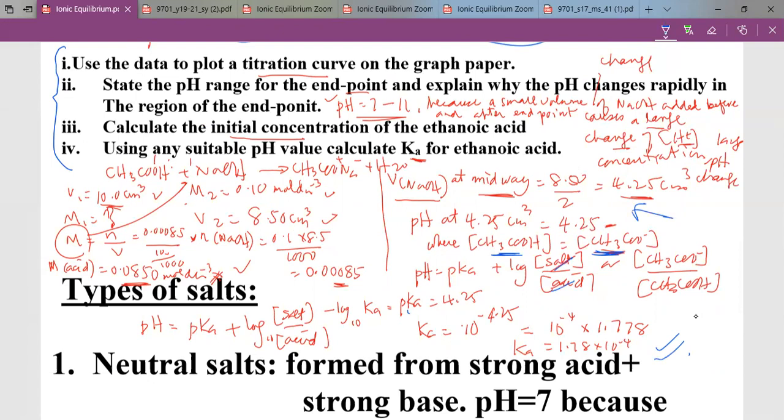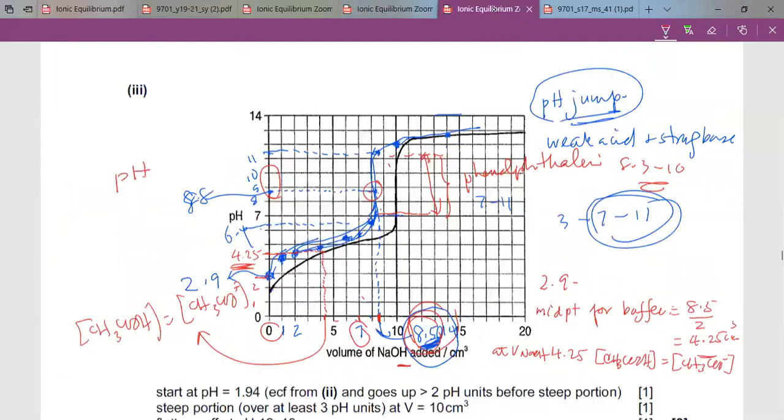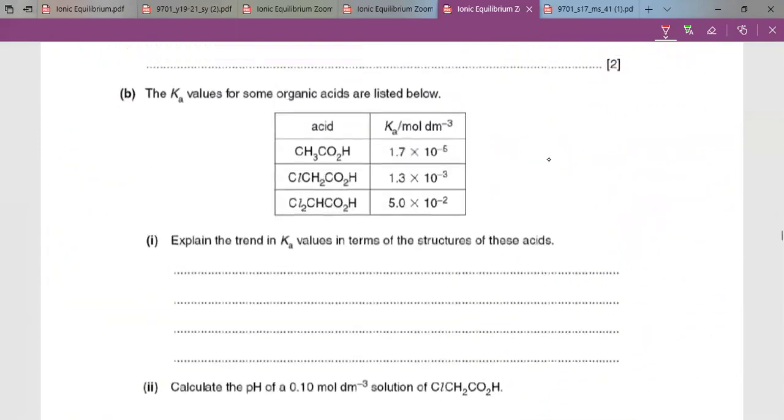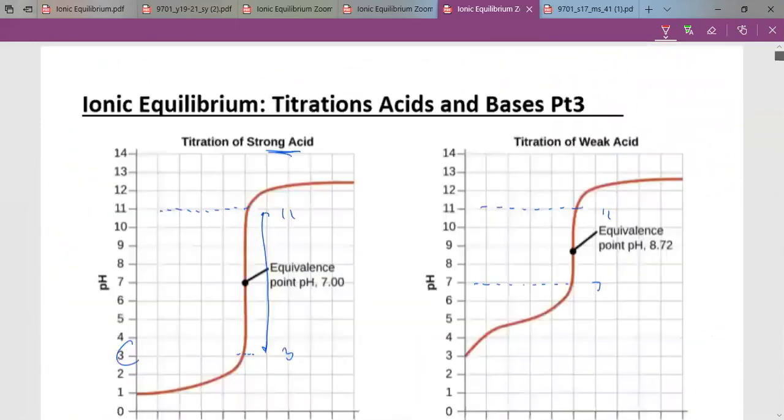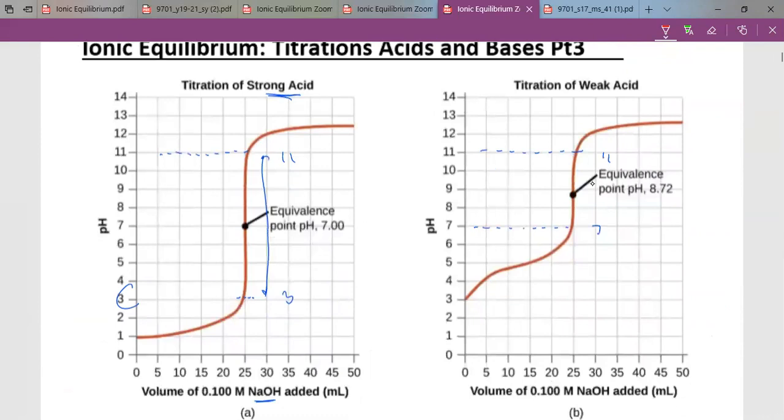Now, why in this case is the pH not 7? If it's strong acid, strong base, let's see here. This strong acid is HCl. This is your titration curve. The equivalence point, the end point, which is 25, is pH 7. Why for the weak acid and strong base is the equivalence point not 7, but 8? It means it's a bit alkaline, 8.722.